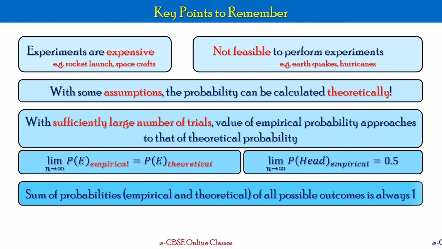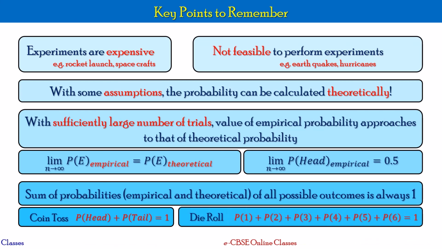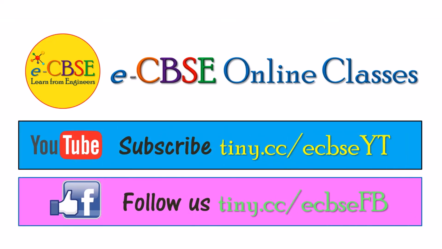Okay. Now, sum of the probabilities, both empirical as well as theoretical, of all possible outcomes is 1, right? So in the coin toss example, probability of head plus probability of tail is also equal to 1. And in the die case, when we roll it, the sum of the probability of 1, 2, 3, 4, 5 and 6 is also equal to 1. Okay, please remember these points. And stay tuned. In the next video, we are going to work out some exercise problems in probability. That should be really fun.